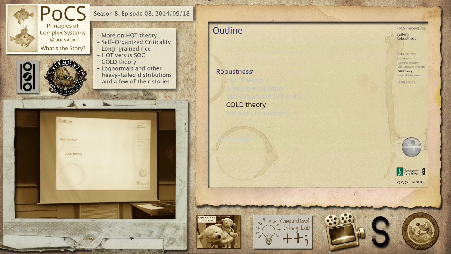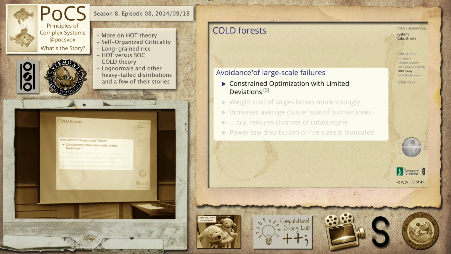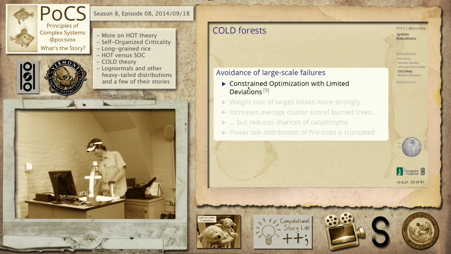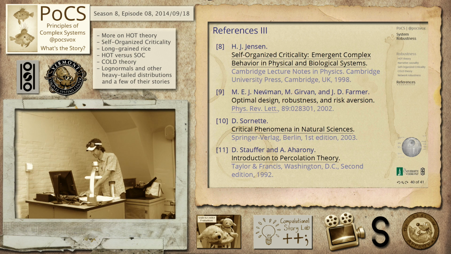Okay, last little piece is cold theory. So we have hot theory. Someone better have, that should have been tepid. Anyway, so let's have cold theory: constrained optimization with limited deviations. How long did it take him to get this one? Yeah, that's a good question. And then should they have, oh, look at that, there it is.